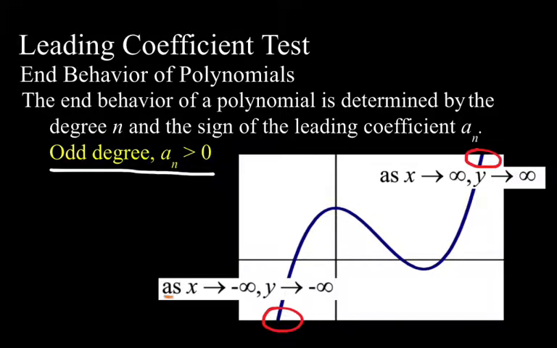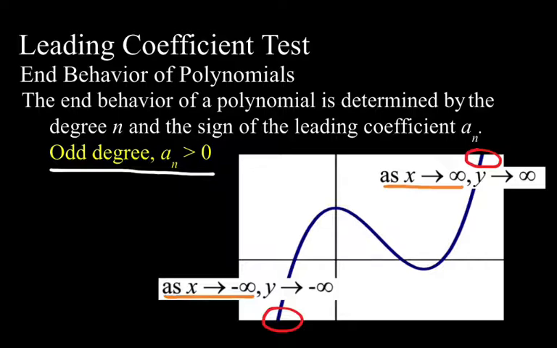As x approaches negative infinity, that means on the left-hand side, the x values are getting further and further negative. The y values, or the f of x values, are approaching negative infinity. They're going down. Then we go over here to the right-hand side. As x approaches positive infinity, that means we're talking about the right-hand side. The y values, or the function values, are increasing. They're going up, so y approaches infinity.